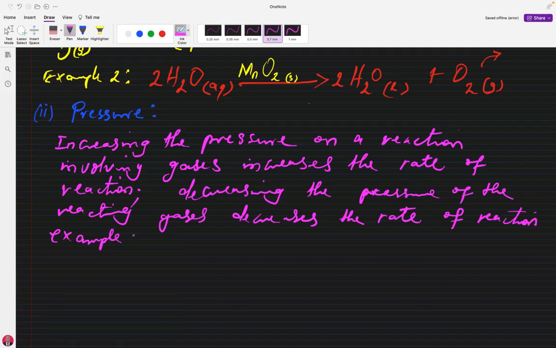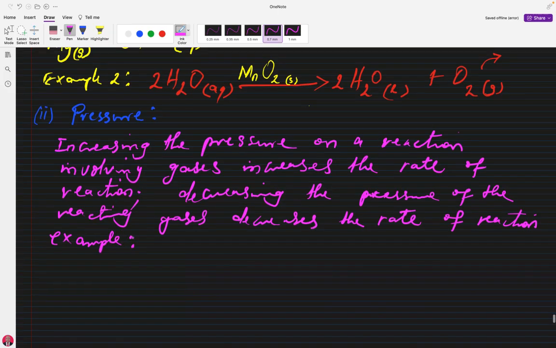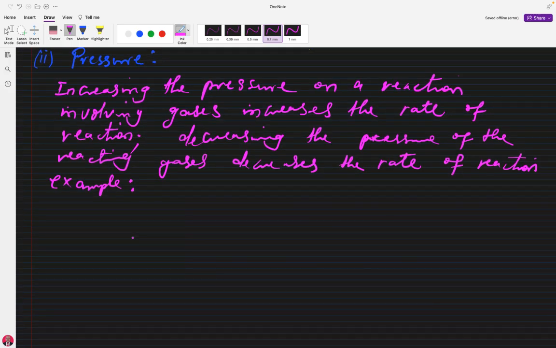I want to use the common one we have been using, the production of ammonia. In the industrial manufacture of ammonia by Haber's process, the rate of reaction between hydrogen and nitrogen gas is increased by the use of very high pressure. Let me use that one as an example.